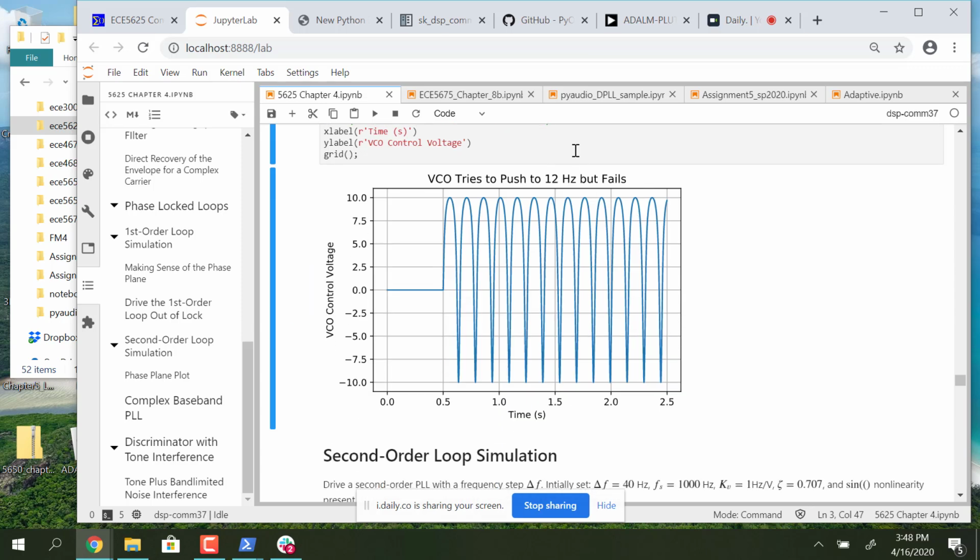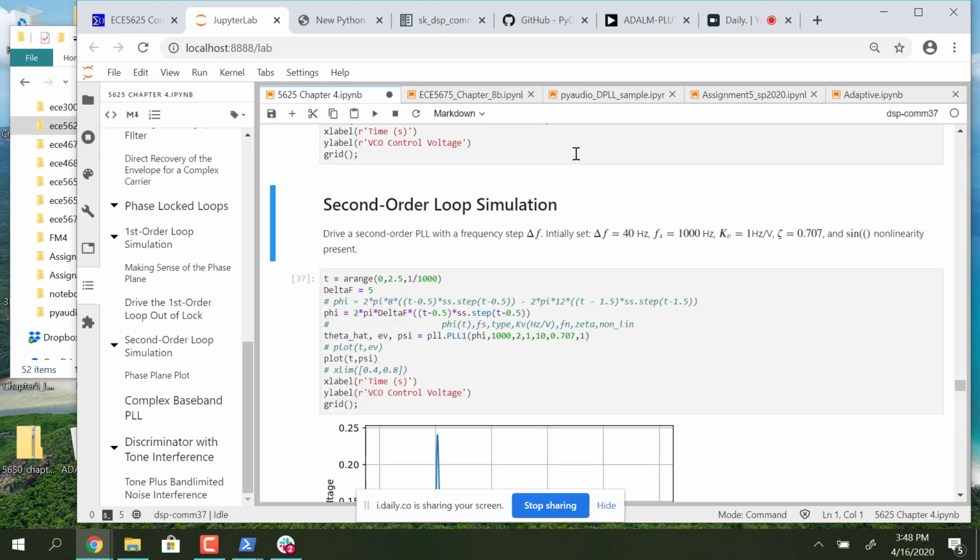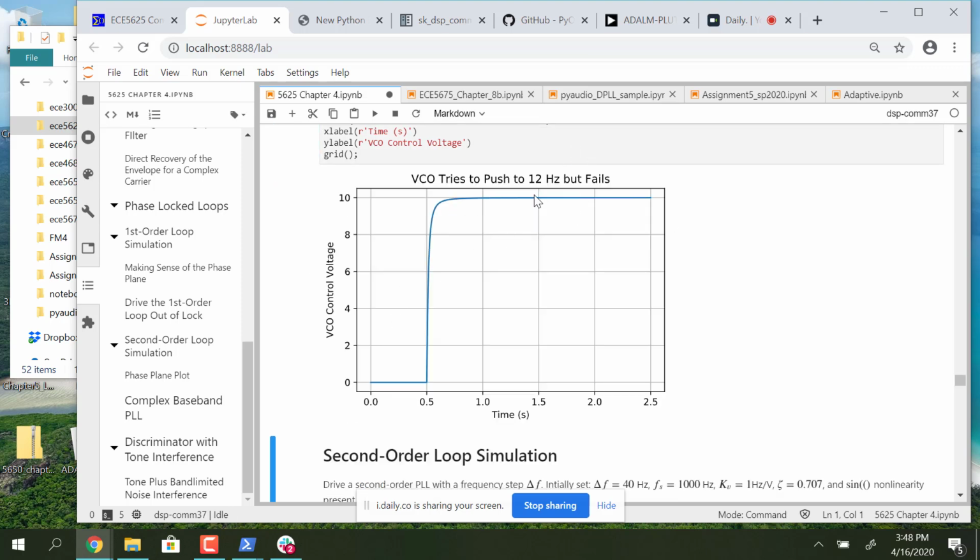And if I then replot the VCO control voltage, it does manage to rise up and get to the 10 volts. But it's just holding on by a thread. Doesn't really have any margin for error. If you were experimenting with this in the lab, you would just barely touch the frequency of the generator that's inputting into the phase lock loop, and if you touched it at all, the loop would pop out of lock because it's just barely able to hold on to that.